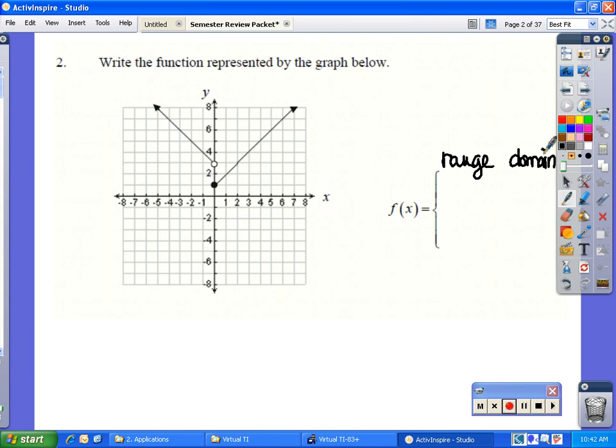Okay, we're going to look at our graph and notice that this graph splits on the y-axis, which is the line x equals 0. To the right of that line we have x greater than 0, and to the left of that line we have x less than 0. This will help us see where the graph splits.